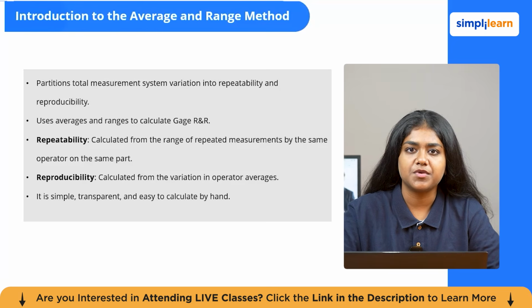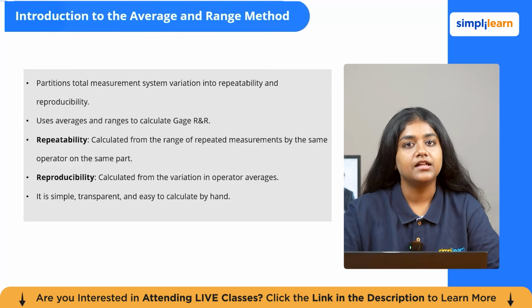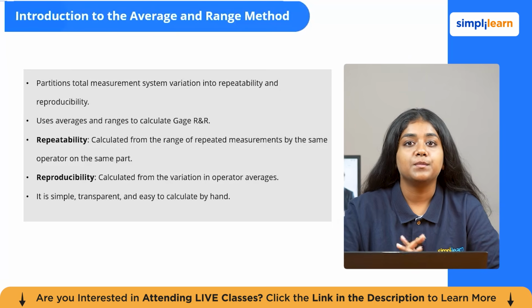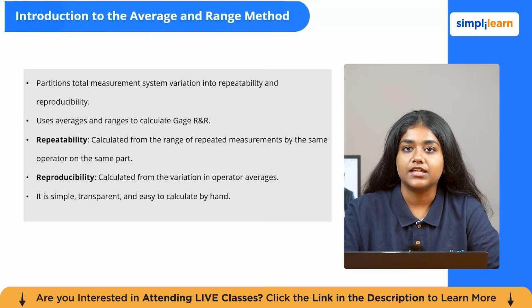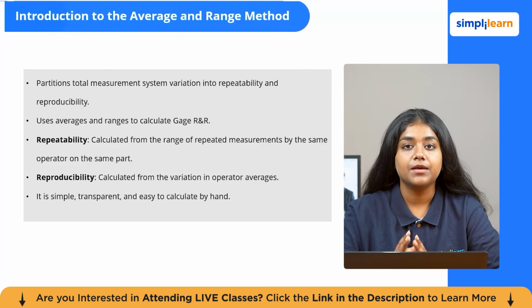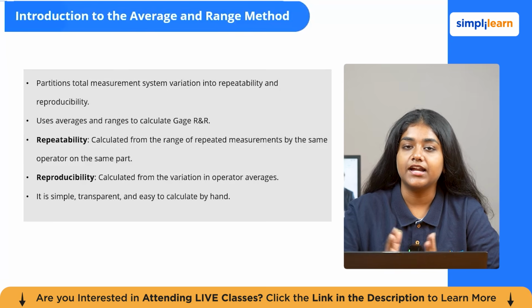It is simple and transparent. The average and range method is popular because it is easy to understand and can be calculated by hand. It does not require complex software, making it useful for training, studies, and basic measurement system analysis. So the purpose of this method is to determine whether the measurement system is acceptable. A good system has low repeatability and reproducibility variation, meaning that the gauge is consistent and different operators get similar results.